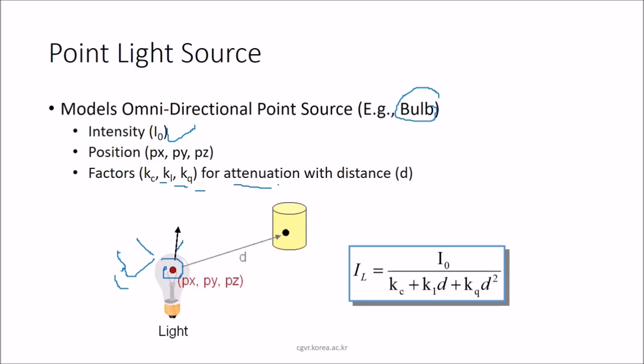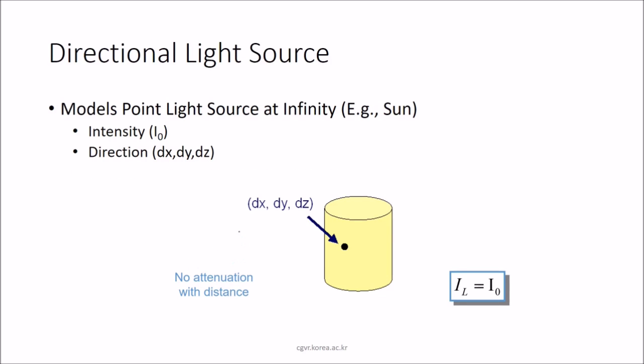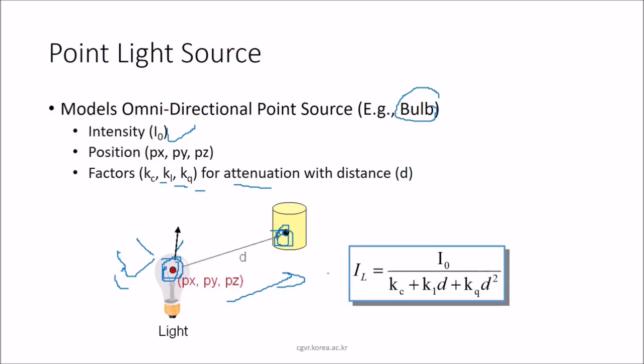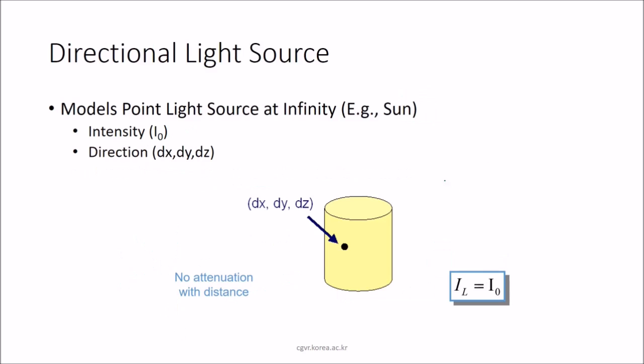Attenuation is the degeneration of the signal or the energy with distance. So the energy received here will be less than what is being supplied from here. And this is the expression for it: IL will be given by I0, Kc, Kl, Kq, and the distance. So this intensity is a function of the distance along with the factors.